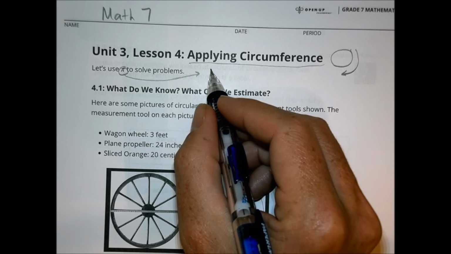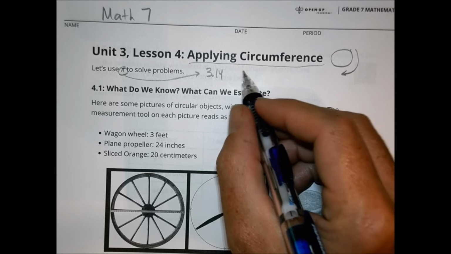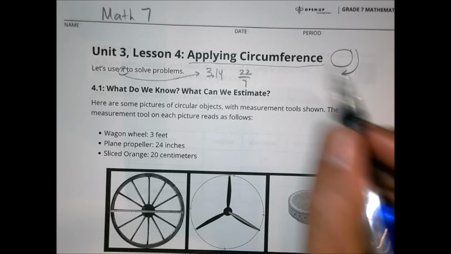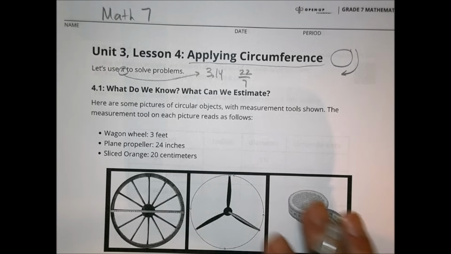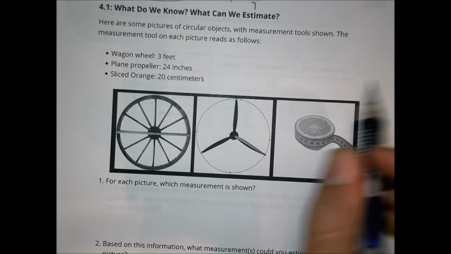Pi, if you recall from previous lessons, could be something like 3.14 as an approximate value, or you can use a fraction, 22 over 7, and those are the common ones you're probably going to want to use for the lesson today. Alright, so here are some pictures of circular objects with measurement tools shown.